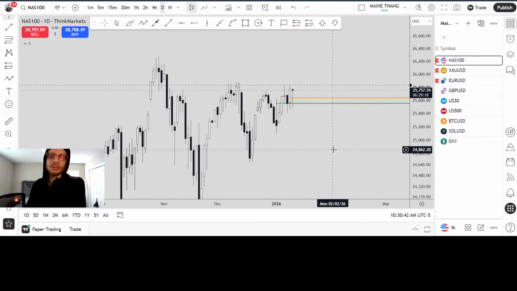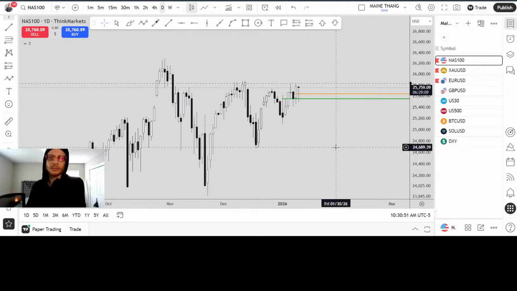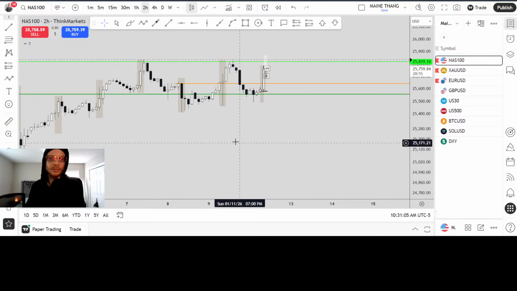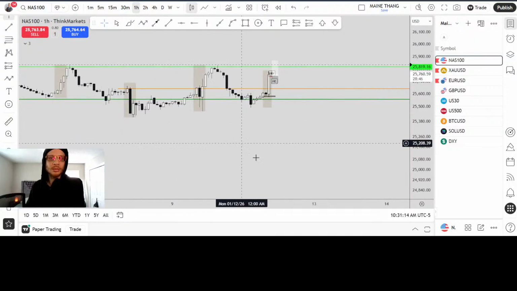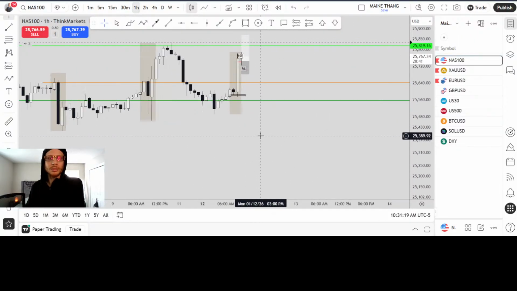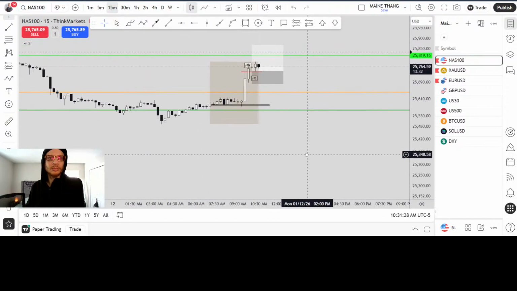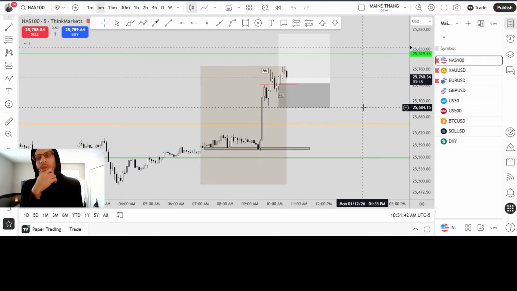Let's see. I need to see some clear direction. The 2-hour. So yeah, 2-hour indication. Boom, boom. Boom, boom, boom. Slow motion. 10:45.